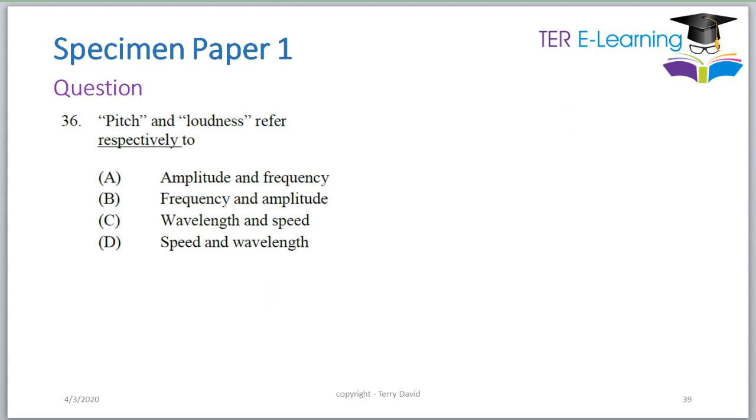Number 36. We have pitch and loudness, right? So pitch depends on something you need to know about sound waves. So pitch depends on frequency. And so that's pitch. And loudness, what do we do? Depends on the amplitude of the wave. Alright, so pitch depends on frequency, and loudness depends on amplitude. So the answer is B.